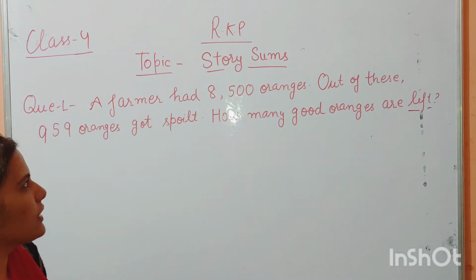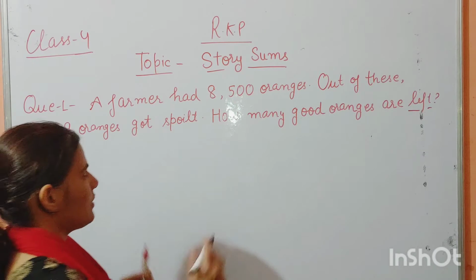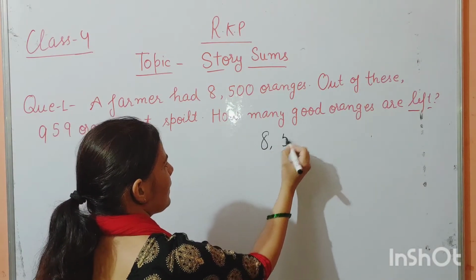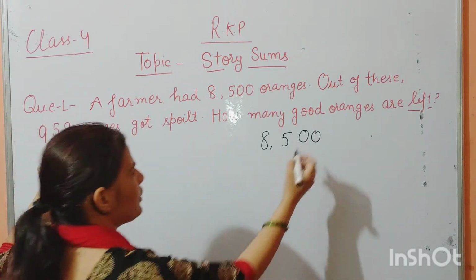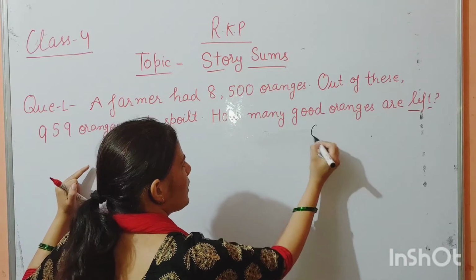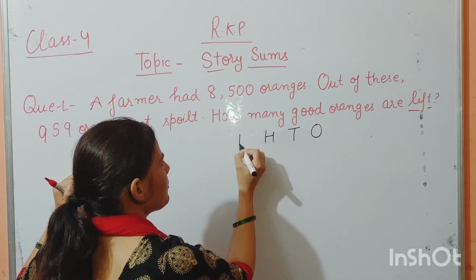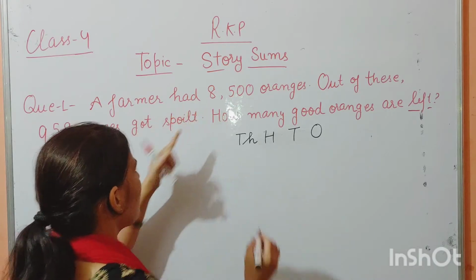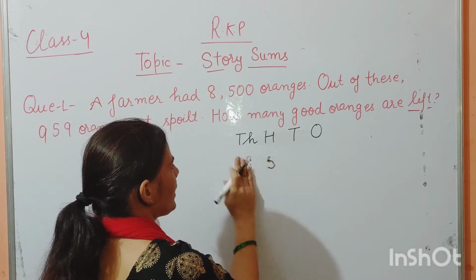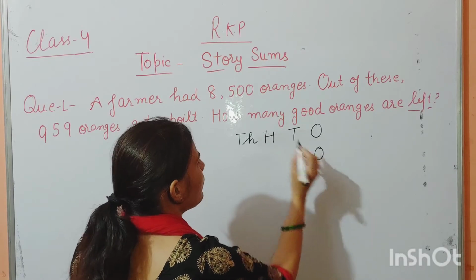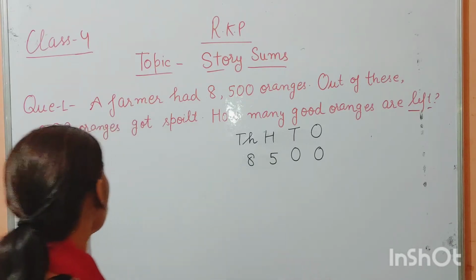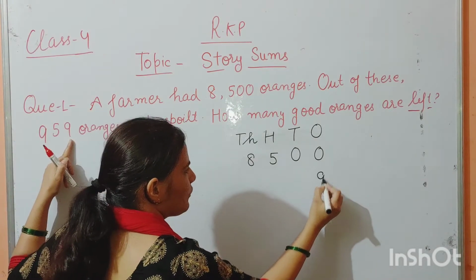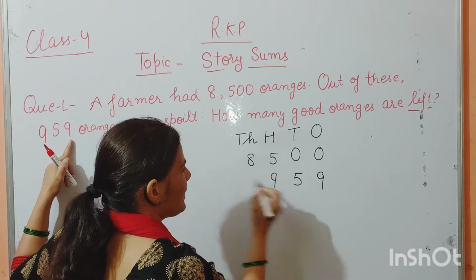So as we have done in addition story sums, first of all we will write these numbers and ask the question. 8,500 and 959. How will you write it? First of all, these are the ones, tens, hundreds. Place it in the place value chart. 8,500: start writing from the ones place. 0 at ones place, 0 at tens place, 5 at hundreds place, 8 at thousands place. And 959: 9 at ones place, 5 at tens place, and 9 at hundreds place.